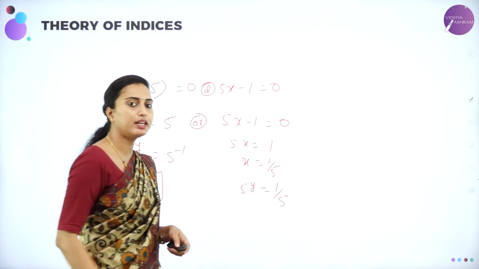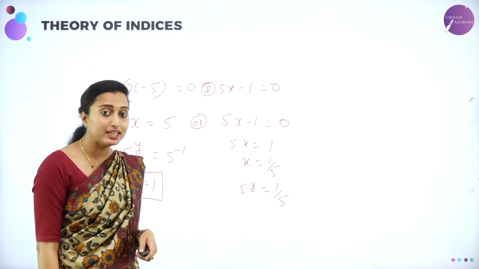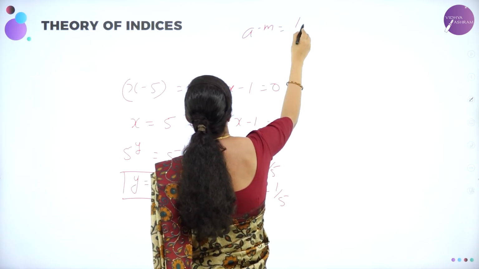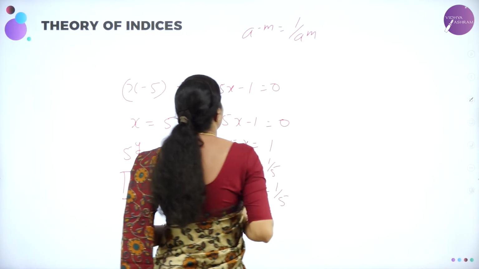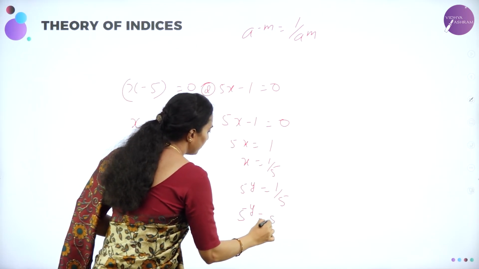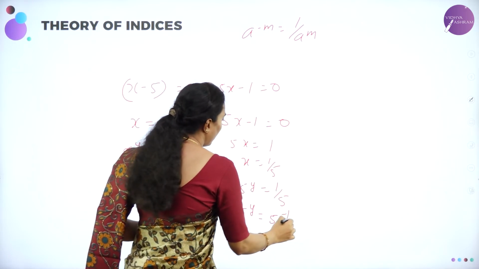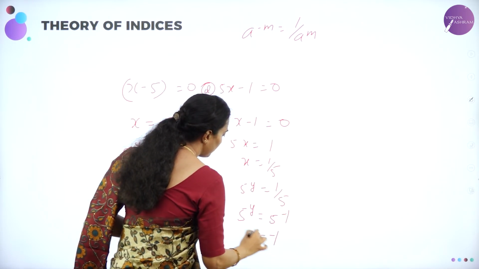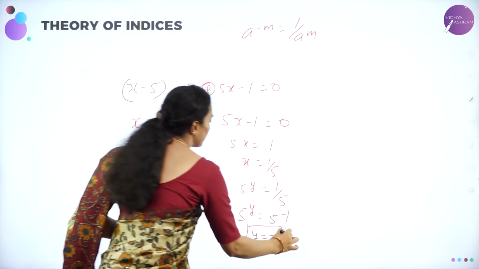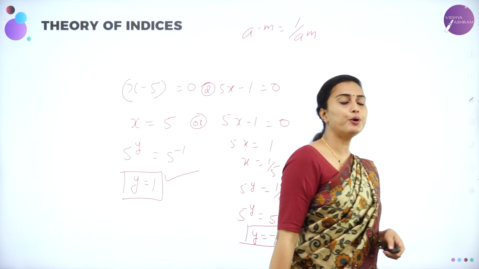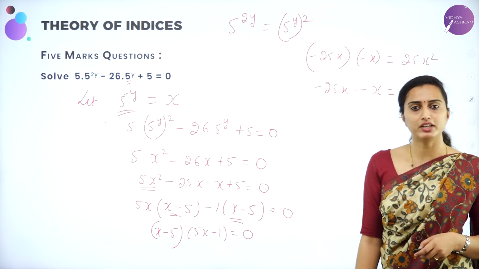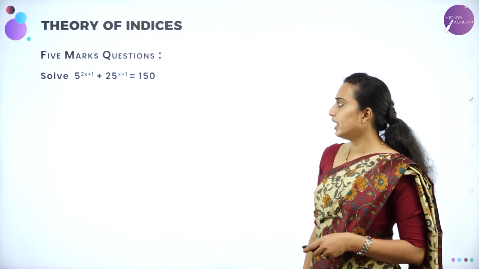Now 1 by 5 I can write as 5 power minus 1, isn't it? According to a power minus m, which is 1 by a power m. So therefore you have 5 power y equal to 5 power minus 1, so y will be equal to minus 1. So the answer: y equal to plus 1 and y equal to minus 1 is the solution for this equation. Understood? We'll be moving on to the next problem.